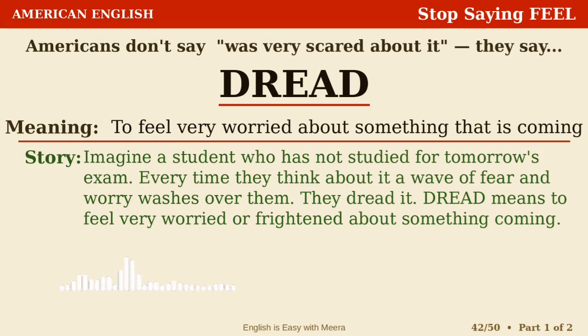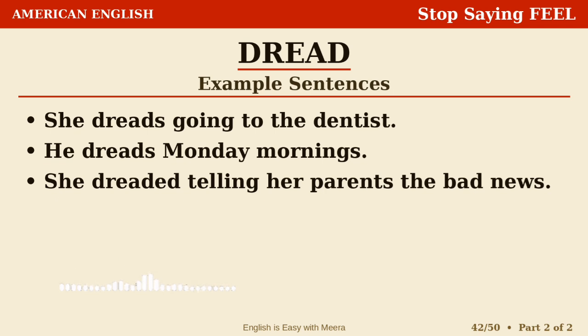42. Dread. In American English you will never hear, "was very scared about it." Americans say, dread, meaning, to feel very worried or frightened about something that is coming. Story. Imagine a student who has not studied for tomorrow's exam. Every time they think about it, a wave of fear and worry washes over them. They dread it. Example. She dreads going to the dentist. He dreads Monday mornings. She dreaded telling her parents the bad news.